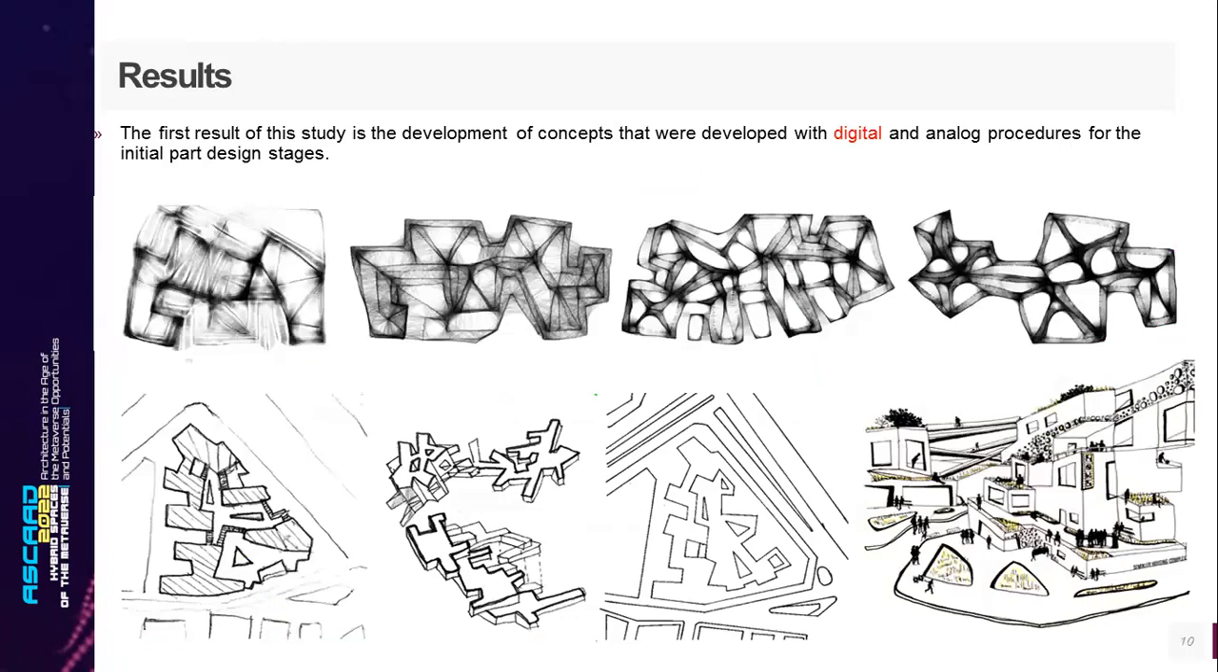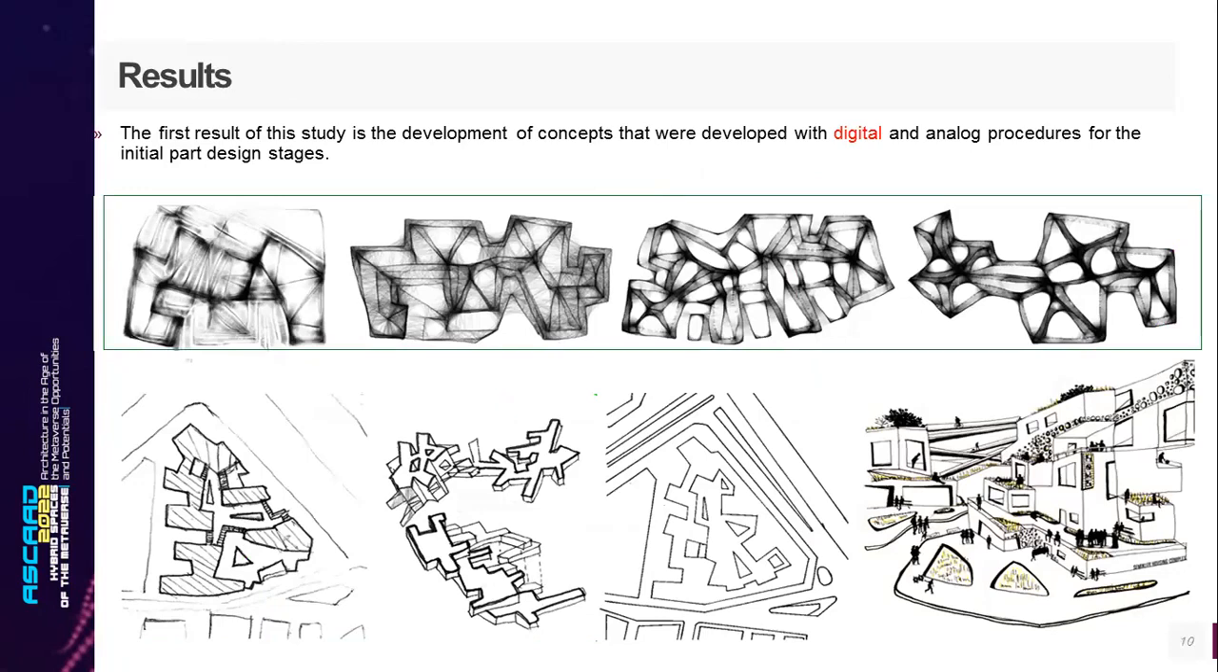The first result of this study is the development of concepts that were developed with digital and analog procedures for the initial part design stage. The rules that must be followed during the development process have been established, including the outputs of the neural net model, the architectural program, design decisions, space syntax approach, and geometric characteristics. The investigation into appropriate distribution of mass resulted in producing 8 prototypes, 6 of which had solutions in 2 dimensions, while the remaining 2 contained solutions in 3 dimensions.